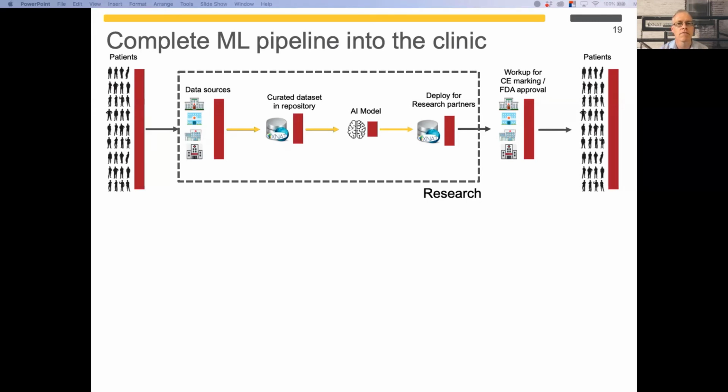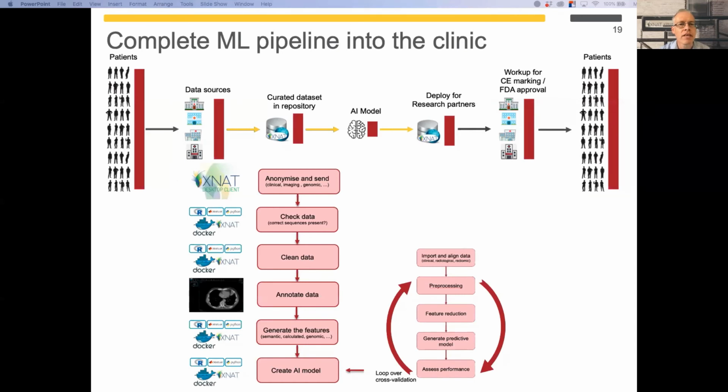And that is all the stuff that is currently really difficult to do in preparation for your workup for CE marking and FDA approval, because you have to get evidence. If you think about the steps involved and the tools that XNAT provides, we can see that all the different tasks involved in anonymizing the data, preparing the data, and performing the modeling are aided by XNAT. And so we're very happy to be sponsoring the workshop and using XNAT for much of our research. Thanks very much for the opportunity to talk.